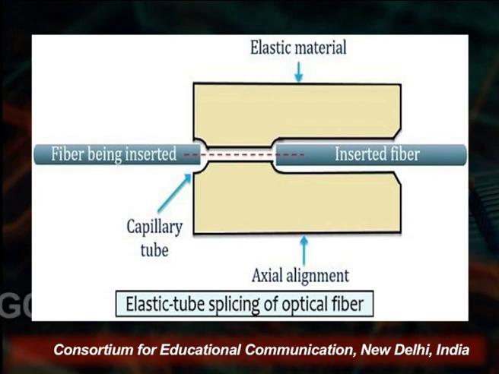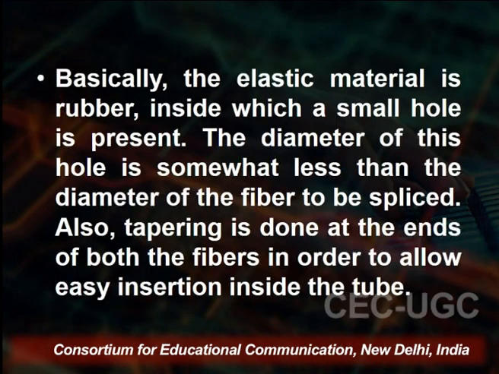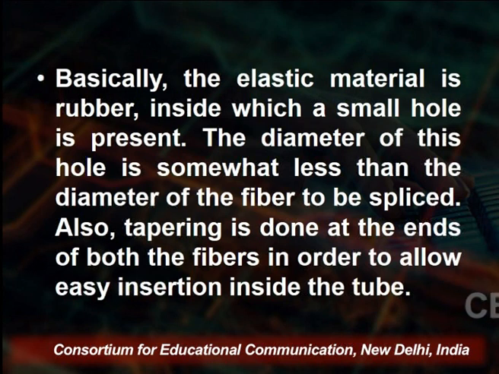So we connect the two fibers by using the elastic tube splicing, and basically the elastic material is rubber inside which a small hole is present, and the diameter of this hole is somewhat less than the diameter of the fiber to be spliced. Tapering is done on the ends of both the fibers in order to allow easy insertion inside the tube. So one fiber will be inserted into the other fiber.